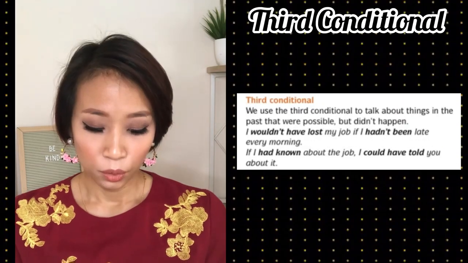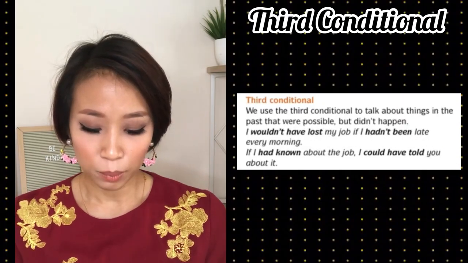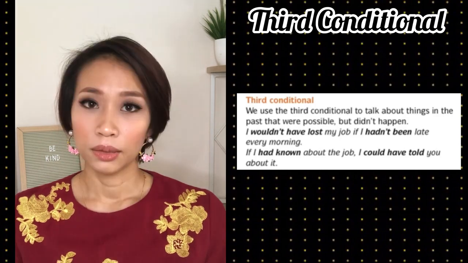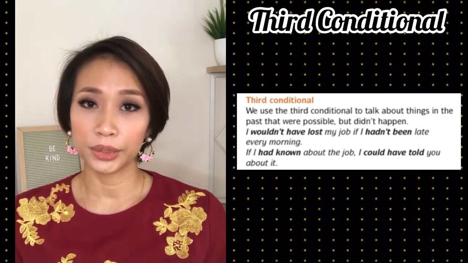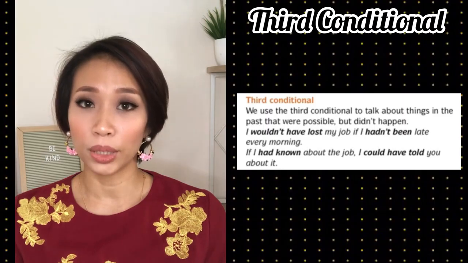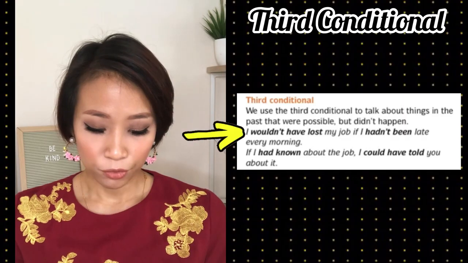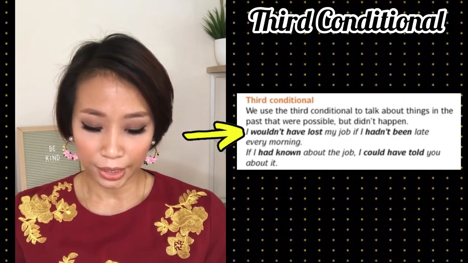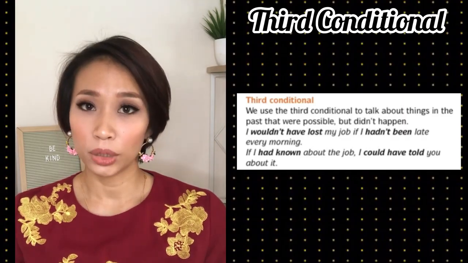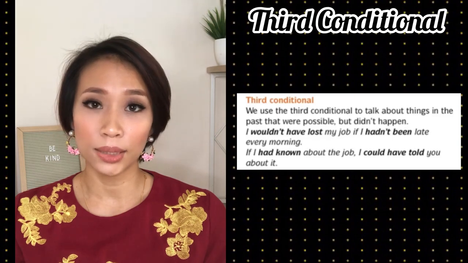Third conditional. We use the third conditional to talk about things in the past that were possible but didn't happen. Kita guna third conditional untuk bercakap tentang benda di masa lalu yang boleh berlaku tetapi tidak berlaku. For example, I wouldn't have lost my job if I hadn't been late every morning. Saya tidak akan dibuang kerja jika saya tidak datang lewat setiap pagi.